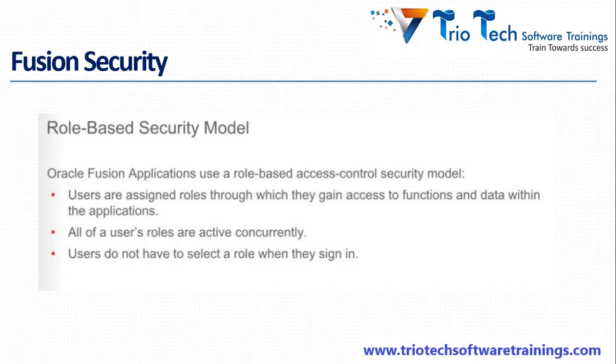A very easily relatable example from a finance perspective would be an accounts payable person, who is part of the accounts payable department. His role in the organization is the accounts payable accountant role. So in the system there is a role created by the name accounts payable accountant, which in Fusion applications gives specific access to the accounts payable application along with the functions within it.